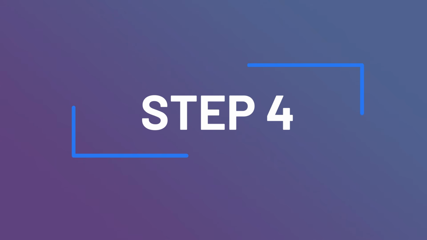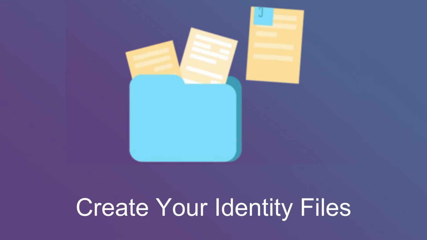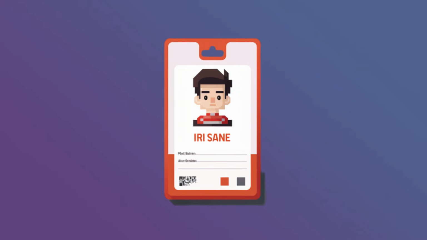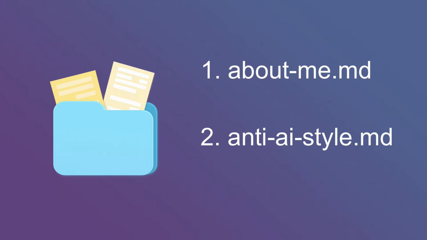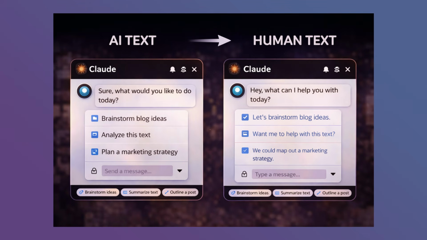Step 4. Create your identity files. This is where things get really interesting. Instead of repeating yourself every time, you define who you are once. Create 2 simple files. First, aboutme.md. This includes your role, your goals, your tone, and how you like to work. Second, anti-AI-style.md. This removes all that robotic, generic AI language. So instead of sounding like a machine, your outputs sound natural and human. Once you do this, Claude starts working like it actually knows you.